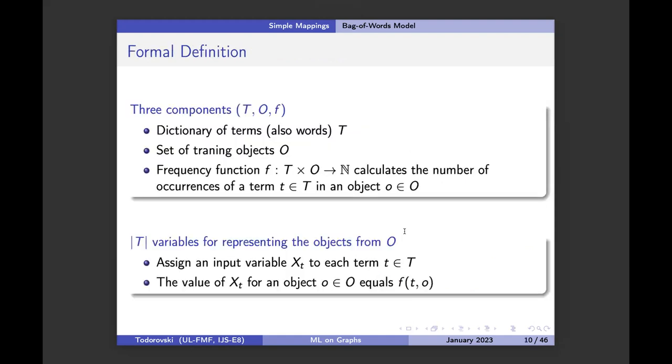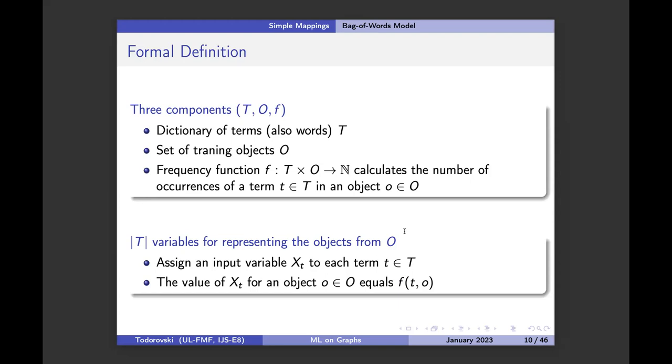The formal definition, known as a bag of words model, says that it consists of 3 components. The first very important component is a dictionary of terms, also words, T, and then you have a set of training objects, O, which are not represented as tuples. And then you also have a frequency function. Since we are in computer science, we assume that this is computable and can be implemented efficiently. This function takes a term and an object and calculates a natural number, which corresponds to the number of occurrences of a term T in an object O.